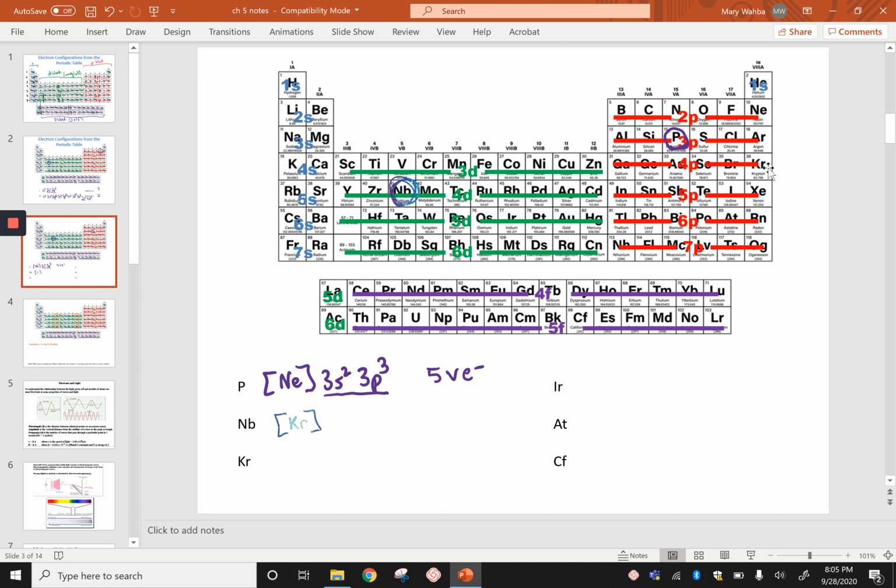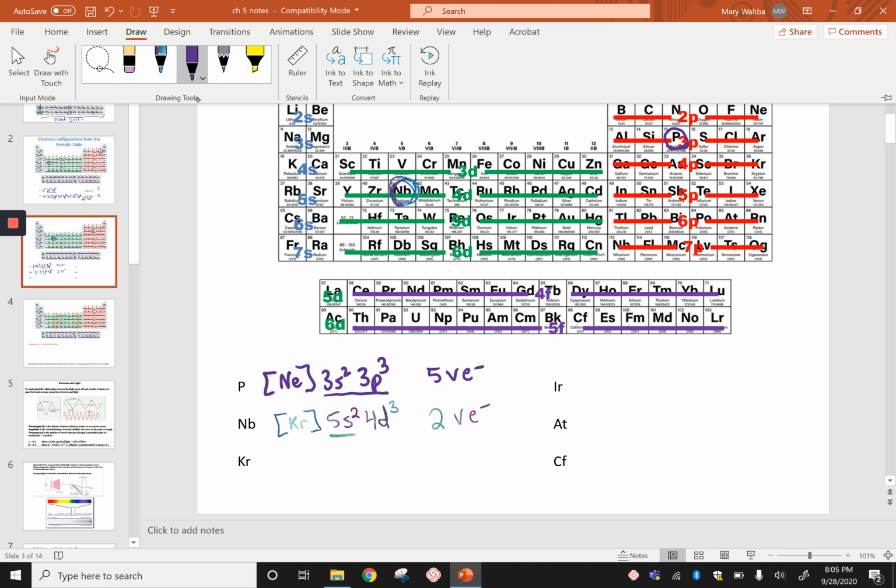So now all we have to do is do after krypton, so starting from here and going up to nobelium. So we see the 5s, and there's 2 of those. And we see next is 4d, and there are 1, 2, 3 of those. For our valence electrons, the highest energy level is the 5th energy level. And so there are 2 valence electrons right here.